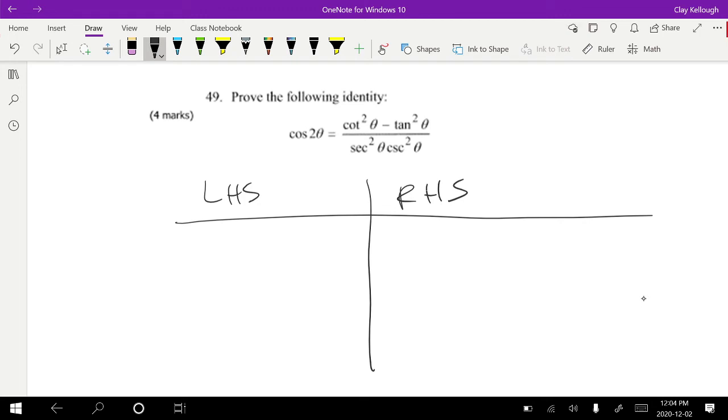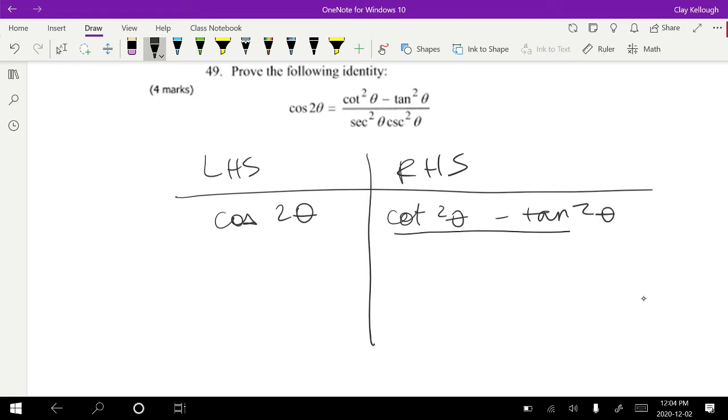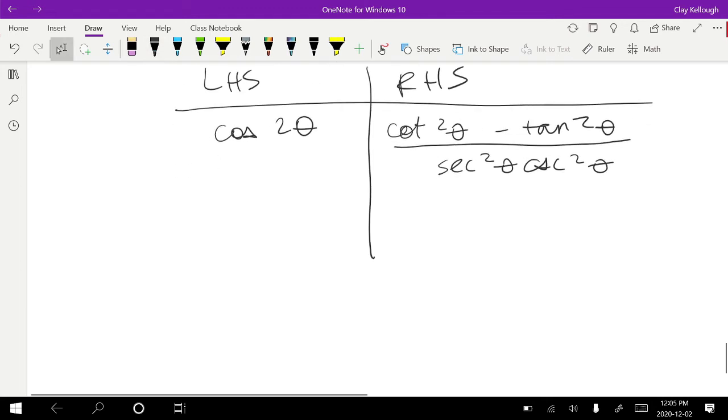So how about while I'm looking for those, you guys can try playing with this one. So the left-hand side is, again, cos 2 theta, and the right-hand side is, whoa, cotangent squared theta minus tan squared theta, all over secant squared theta times cosecant squared theta. Yikes, and away. All right. That one looks very complicated on the right, so I think we're going to play with the right. So why don't you guys take a few minutes, guys at home, if you're still watching, take a few minutes and play with that, and see if you get anywhere.